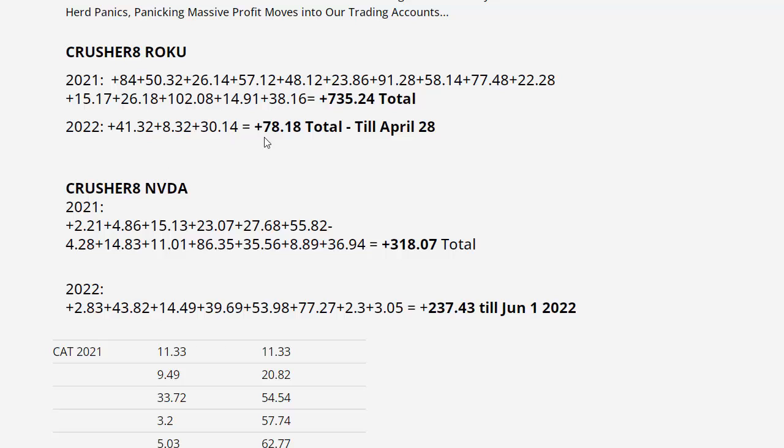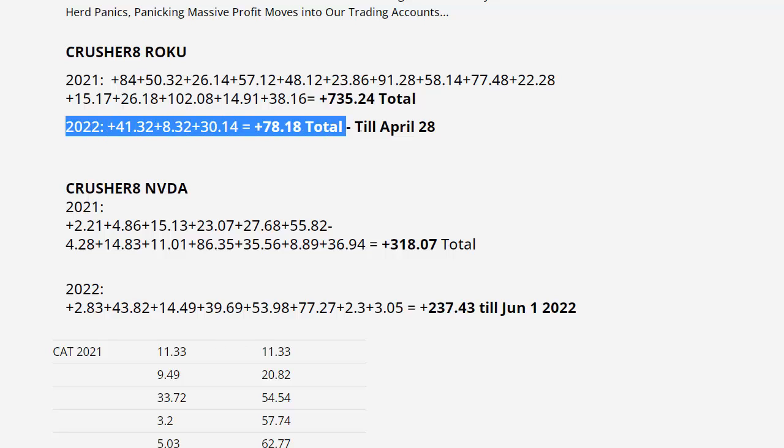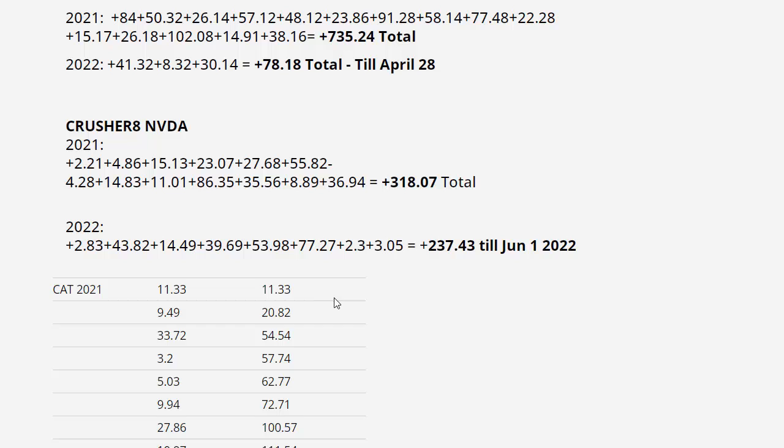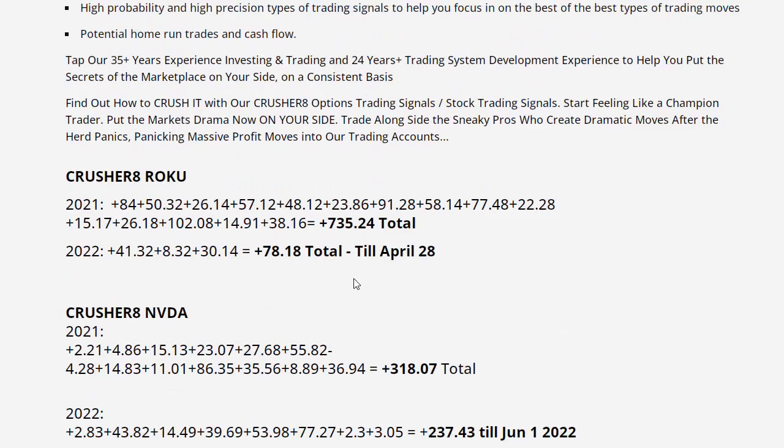So you can see here, first of all, you can look at Roku, 735 stock profit points. Okay, that's just incredible. And this is just into 2022. Things slowed down a little bit, but it's only 4 months. Okay, January, February, March, April. Yep, 4 months. And then you can look here at this example on NVIDIA. Okay, like I said, you can see it hones in on these bigger potential moves, and it does so very well.